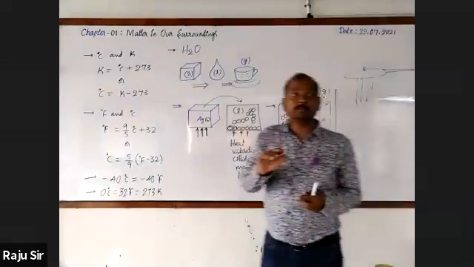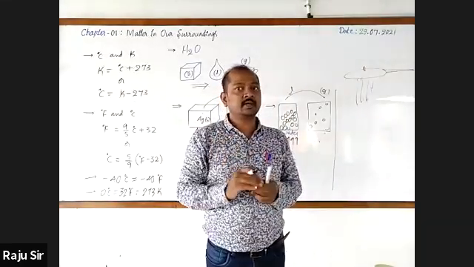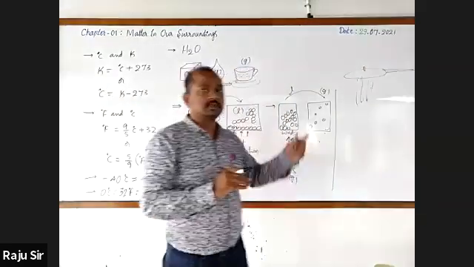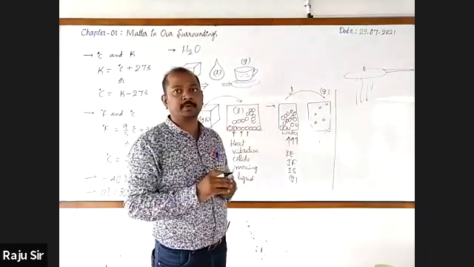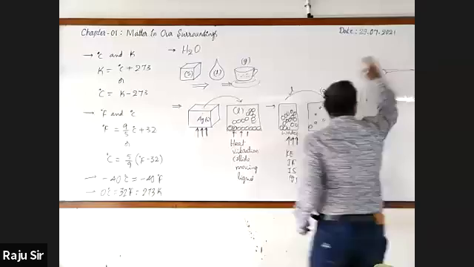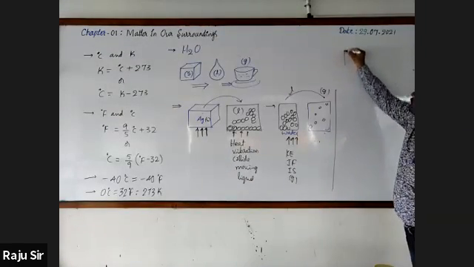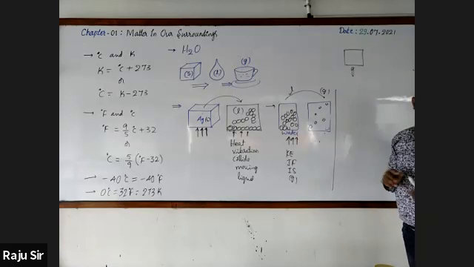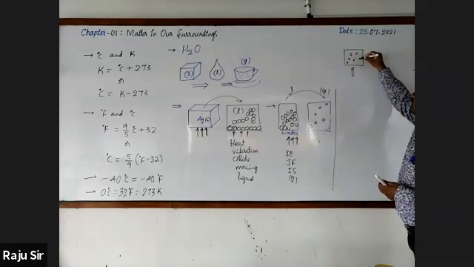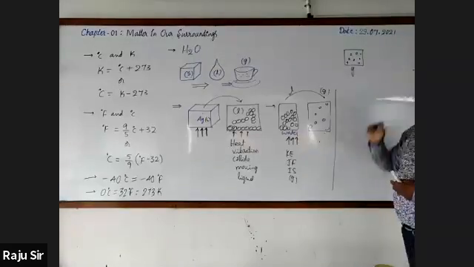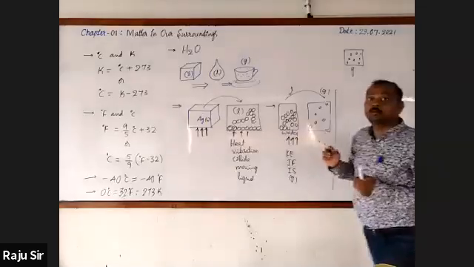Here the temperature decreases. Now let us come to know how this gas is converted into liquid on decreasing the temperature. This is the gaseous state. You all know that in the gaseous state, particles are randomly arranged, free to move freely.